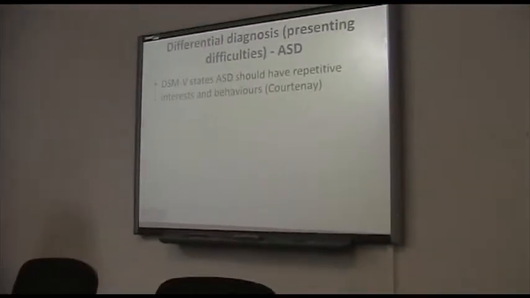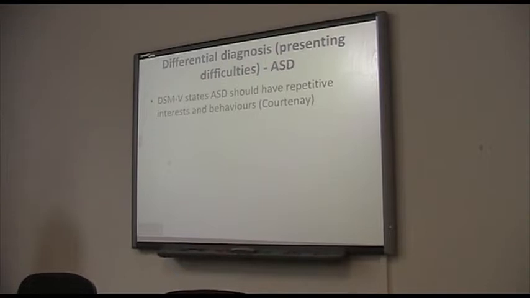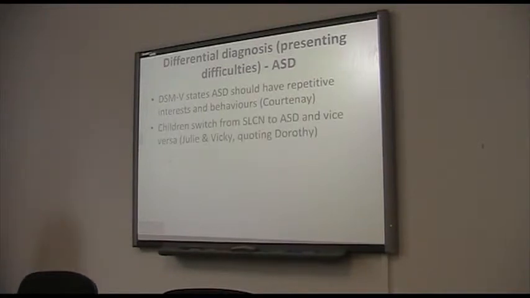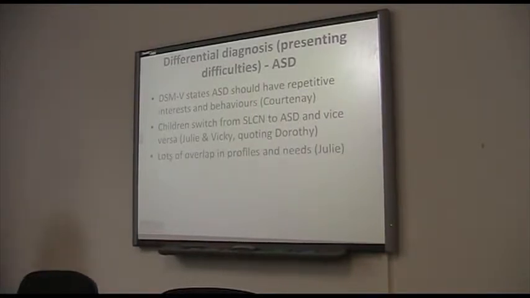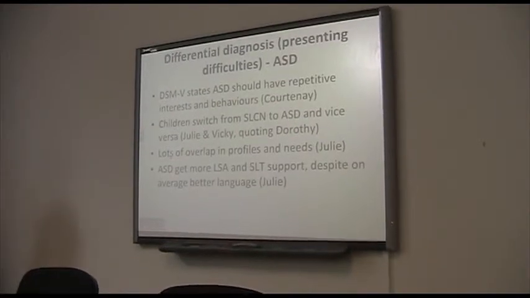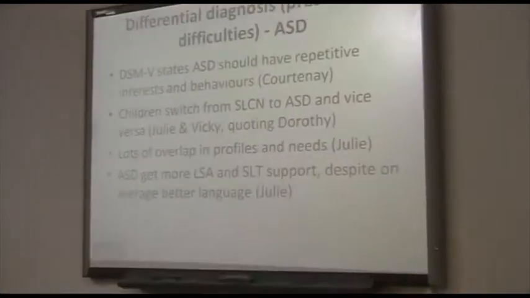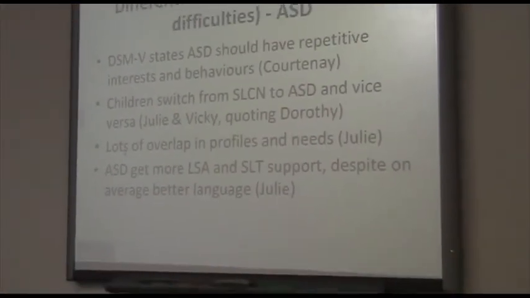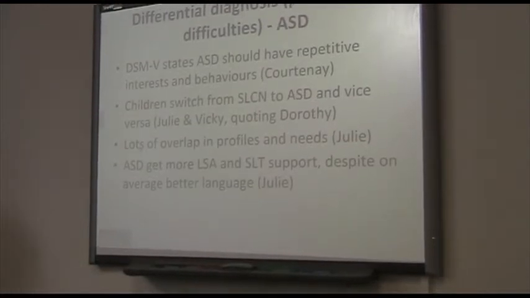In terms of ASD, the main thing that distinguishes ASD from language impairments on the DSM is the repetitive interested behaviours. Children are switching from SLCN to ASD and vice versa. We've heard that from many people today. There's lots of overlapping profiles and needs. Interestingly, children with a diagnosis of ASD on their statement get more LSA and SLT support despite having on average better language skills, which we've just heard.